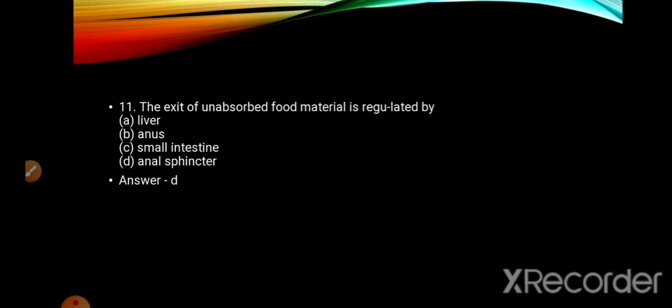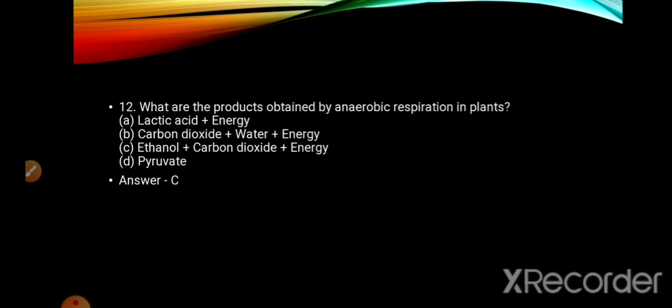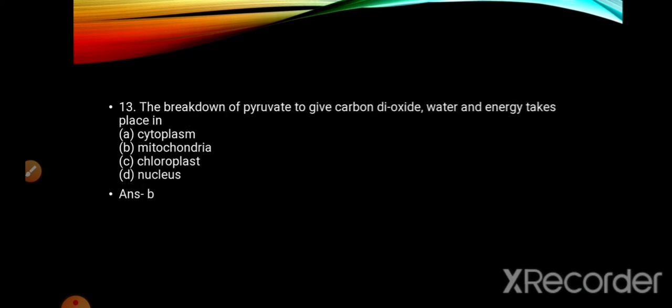So the answer is anal sphincter. Next is, what are the products obtained by anaerobic respiration in plants? So the answer is C, that is ethanol, carbon dioxide and energy. These are the products produced in anaerobic respiration. Okay. Next, the breakdown of pyruvate to give carbon dioxide, water, and energy takes place in.